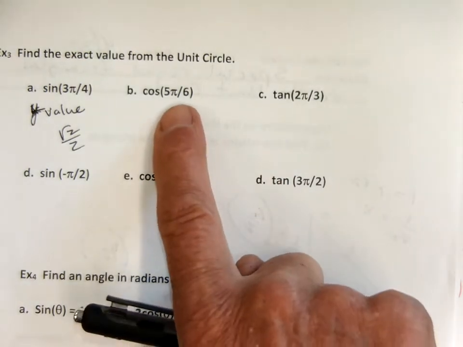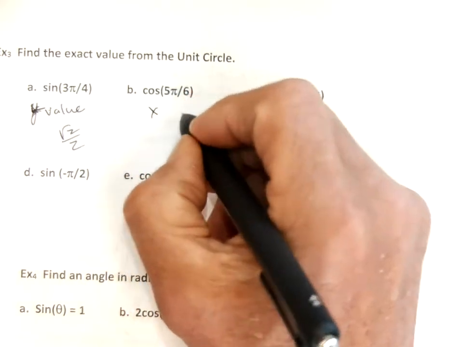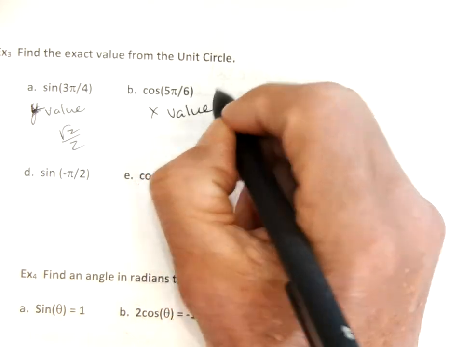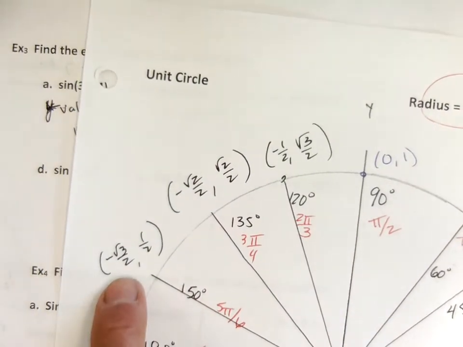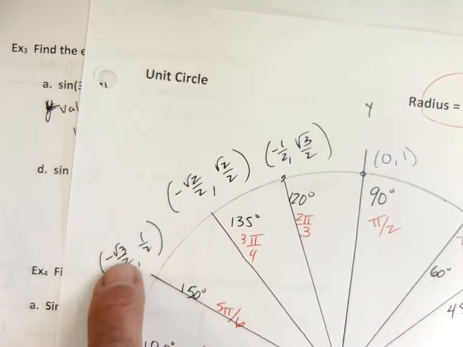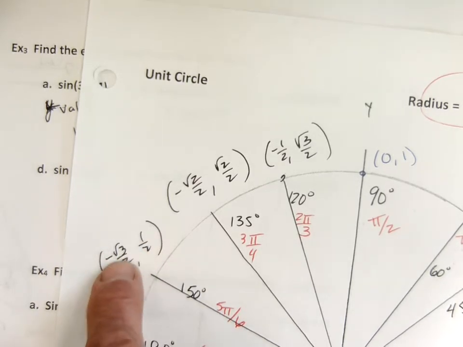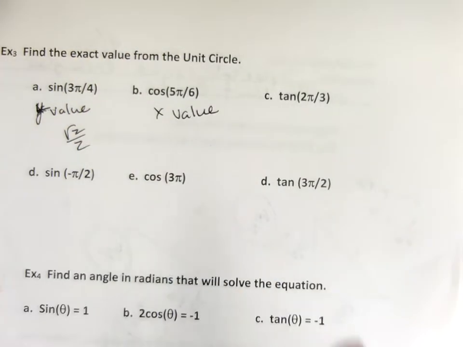Cosine of 5 pi 6 is the x value. All right, 5 pi 6 is here. I'm looking for the x value. There it is, there's the x value of my point. Every point is x, y. There's my answer, negative square root of 3 over 2.